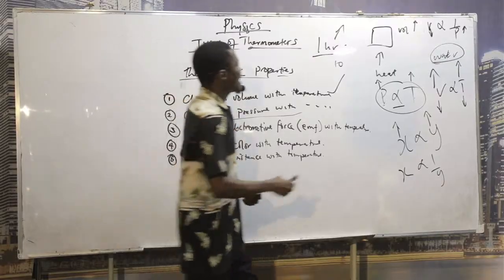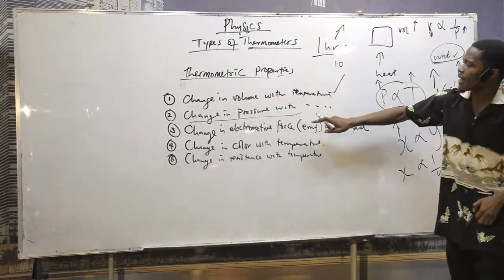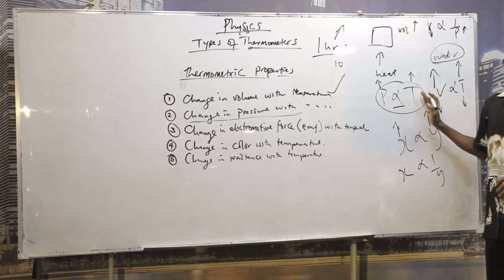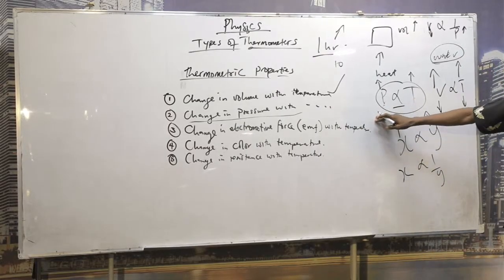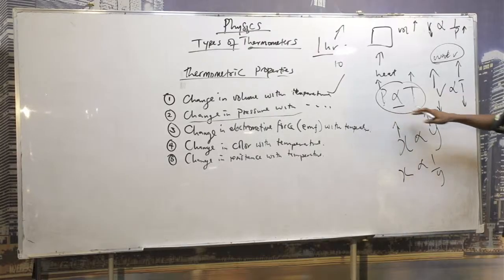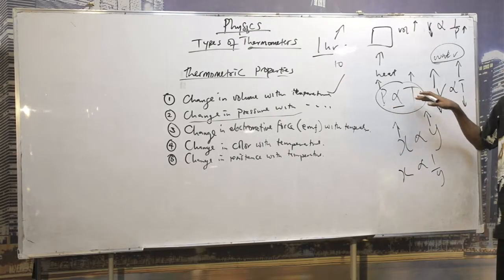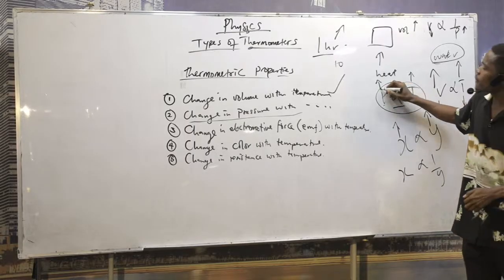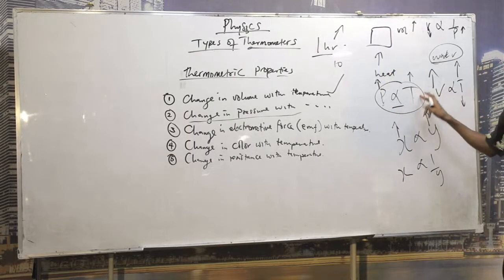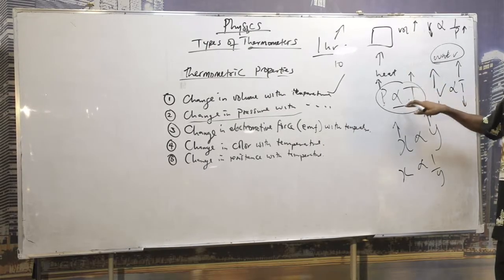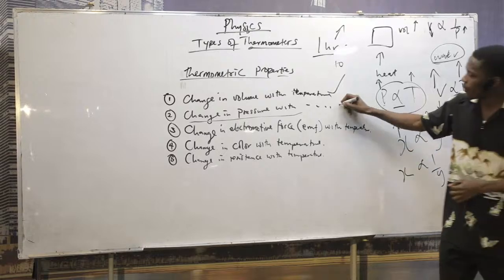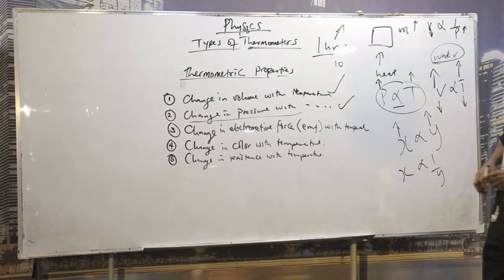Okay? Now, as I was saying, in the second one, change in pressure with temperature. So normally, pressure and temperature are directly proportional. This is your pressure law. Pressure is directly proportional to temperature. So meaning that if the pressure of a gas is increased, the temperature will also rise. So we can use this to measure the temperature of a given gas. We are going to talk about that when we talk about thermometers that use it.